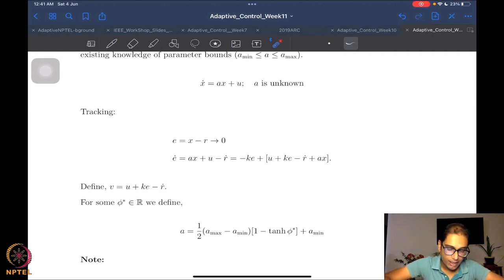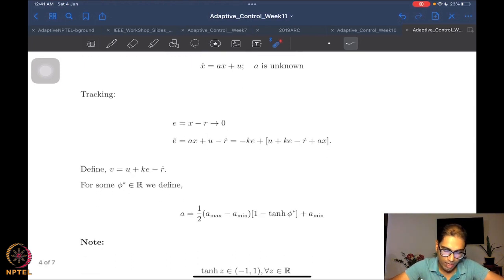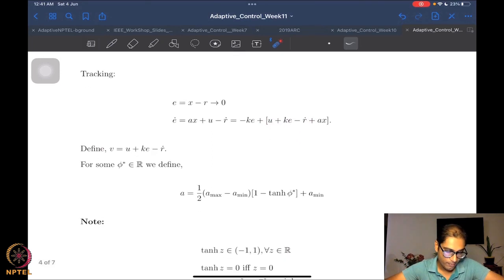All right. So then we compute the dynamics of E dot, which is just AX plus U minus R dot. We do a little bit of reshuffling of terms, and we introduce the negative KE term here and add the KE term here. And this entire quantity, which is a known quantity, because I will specify the control, is now denoted as V. So this entire thing is denoted as a new term V, or a new control V, if you may.